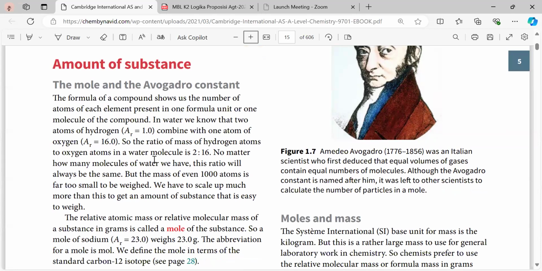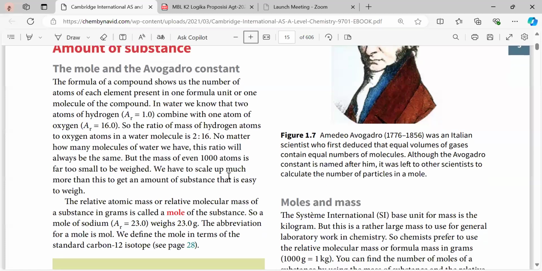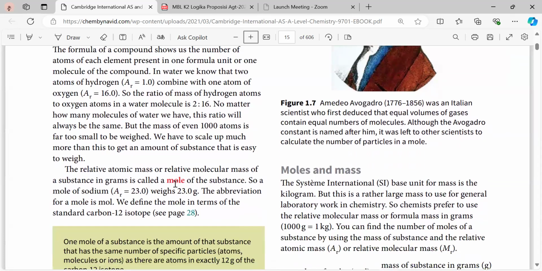Okay, so the ratio of mass of hydrogen atoms to oxygen atoms in one molecule is 2:16, no matter how many molecules of water we have. And this ratio will always be the same. But the mass of even 1,000 atoms is far too small to be weighed. We have to scale up much more than this to get the amount of substance that's easy to weigh. So the relative atomic mass or relative molecular mass of a substance in grams is called a mole of the substance. So a mole of sodium, which has an Ar of 23, weighs 23 g right here.